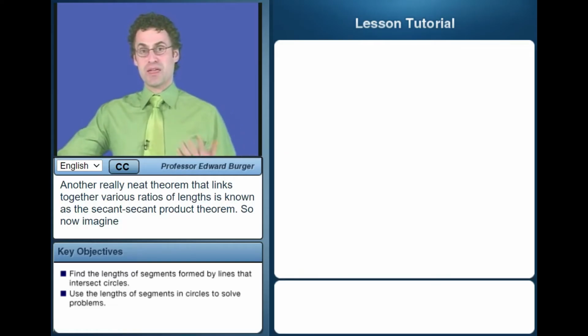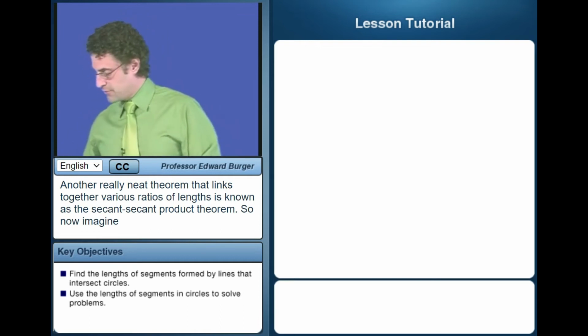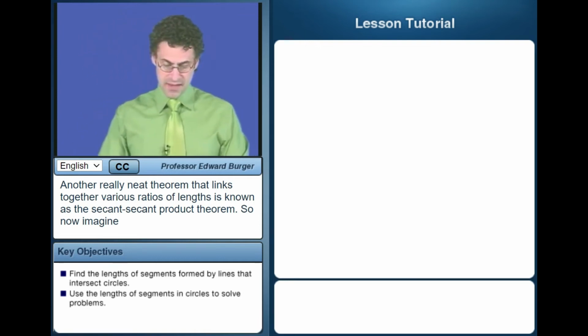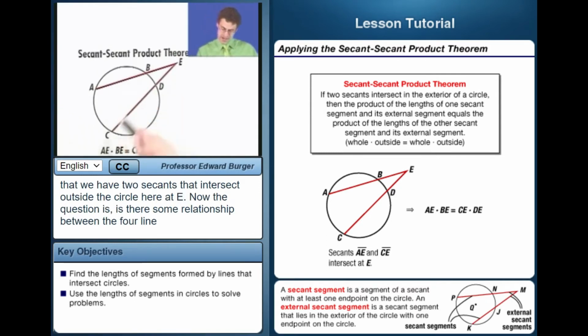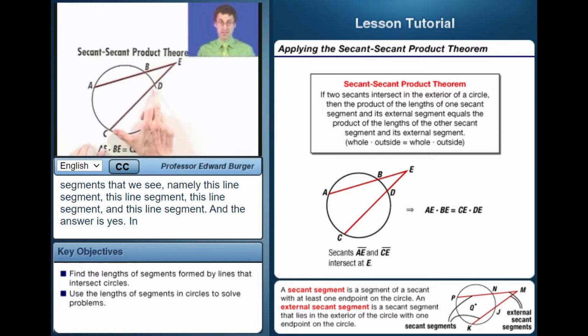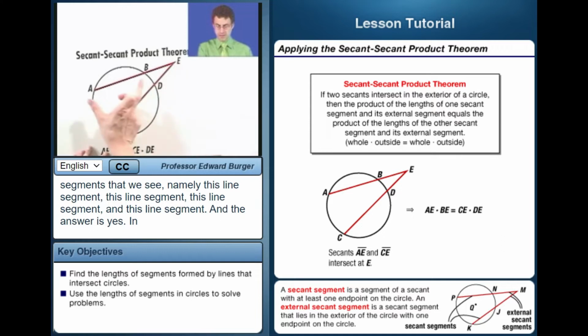Another really neat theorem that links together various ratios of lengths is known as the secant-secant product theorem. So now imagine we have two secants that intersect outside the circle here at E. Now the question is, is there some relationship between the four line segments that we see? Namely, this line segment, this line segment, this line segment, and this line segment. And the answer is yes.